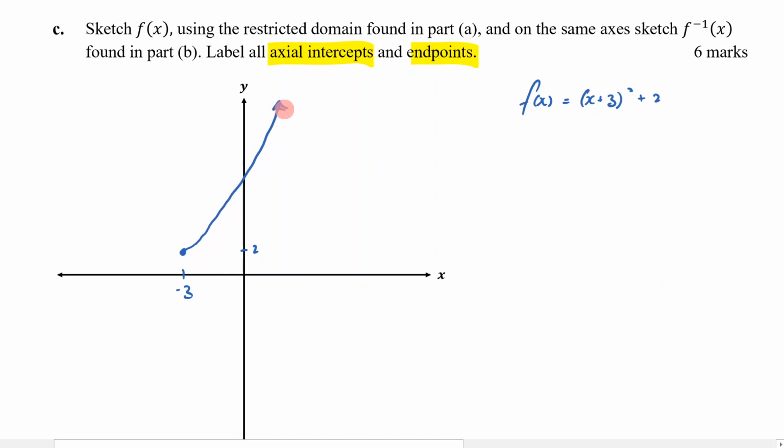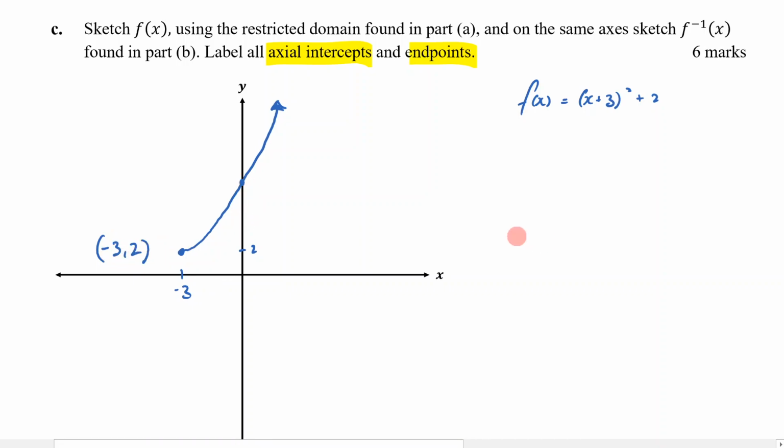Perfect. So remember that restricted domain, so you're not drawing the whole thing. Many people like drawing the whole thing, but remember, we've got a restricted domain here. Make sure the graph looks good. Perfect. I have to label my endpoint, so I have to label this as -3, 2. And as you can see, I have a y-intercept. I need to find what that is going to be.